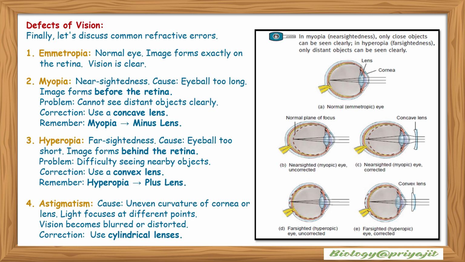Defects of vision. Finally, let's discuss common refractive errors. First of all is emmetropia. Normal eye: the image forms exactly on the retina and the vision is clear.